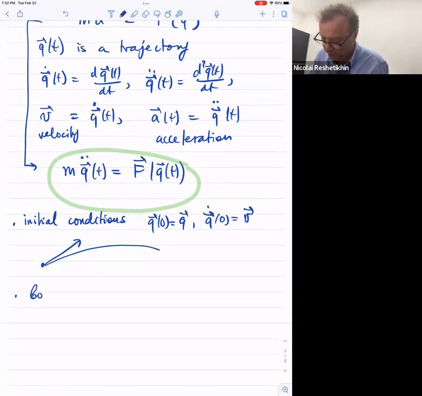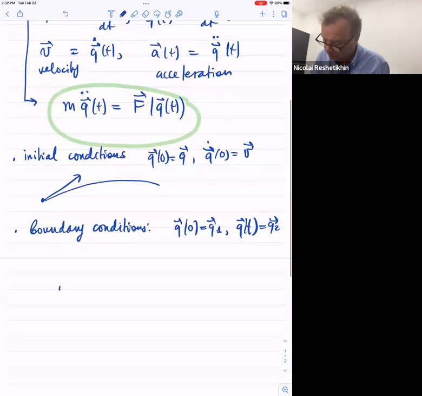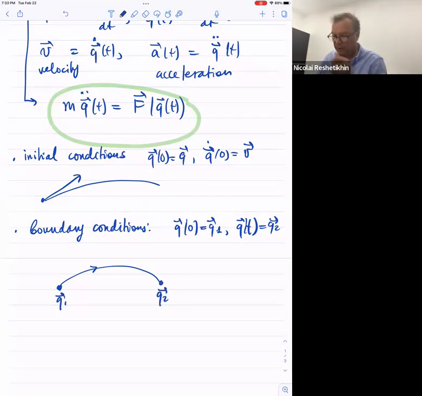We can also impose these sort of ballistic boundary conditions. That's when we fix the initial position and the position at the target, Q2. And then in good cases, it fixes the trajectory uniquely. In some other cases, it might not fix it uniquely, but in good cases, it's uniquely fixed by the initial and the target position.